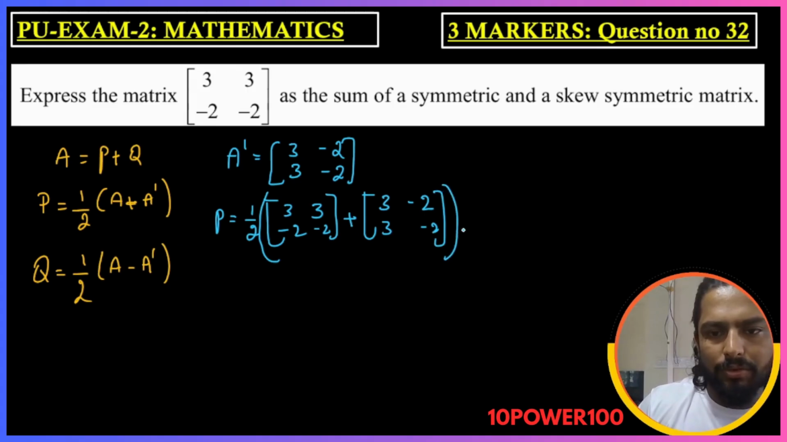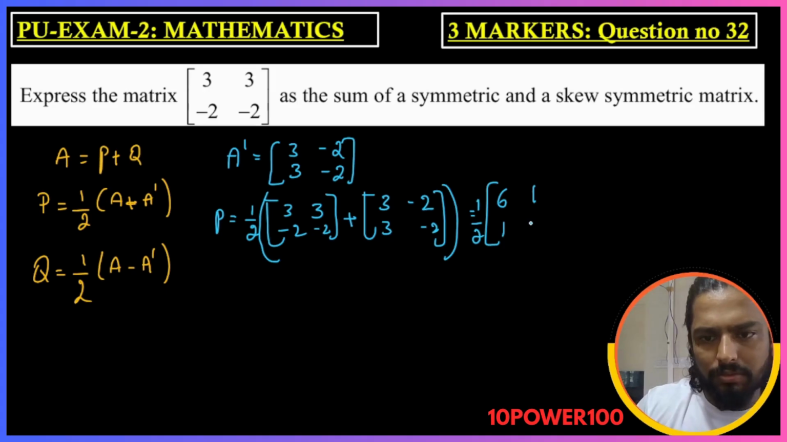If you add these two, you get 3 plus 3 is 6, so one by two of 6, 3 minus 2 is 1, minus 2 plus 3 is 1, and this one is 6. So this is P.